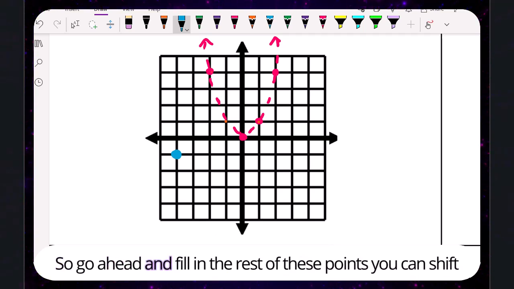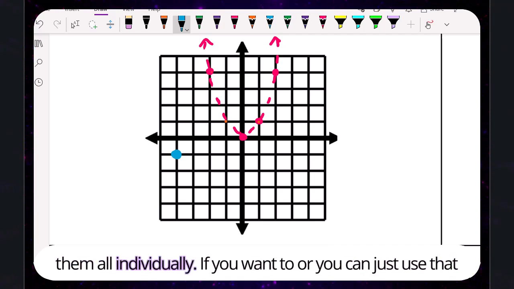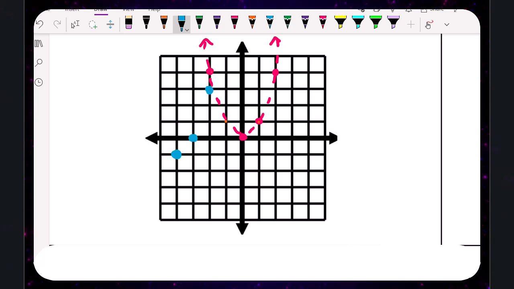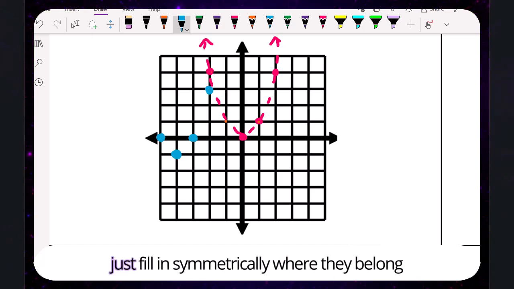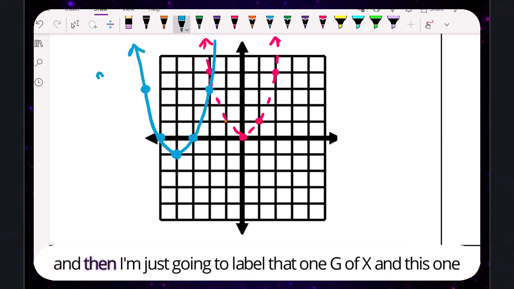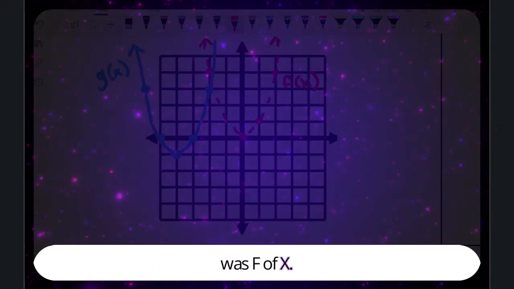So go ahead and fill in the rest of these points. You can shift them all individually if you want to, or you can just use that pattern that you do on your parent graph and then just fill in symmetrically where they belong. Okay, and then I'm just going to label that one g of x, and this one was f of x.